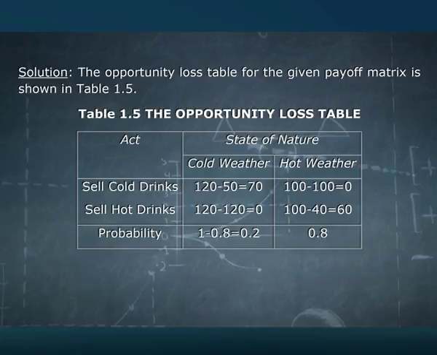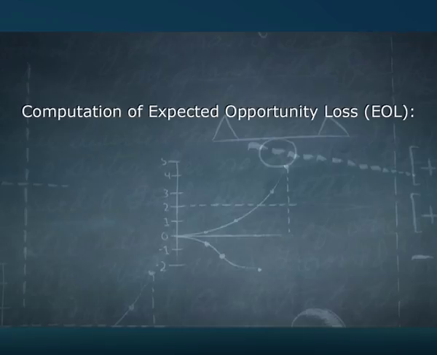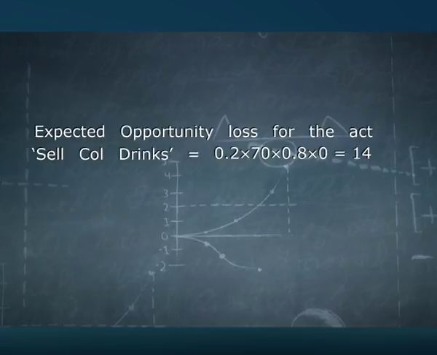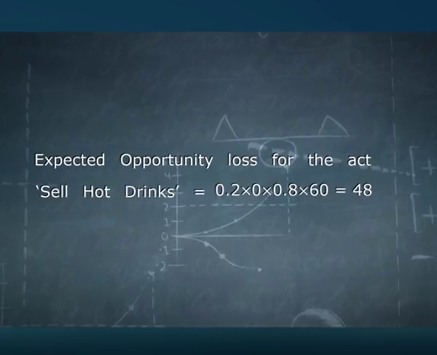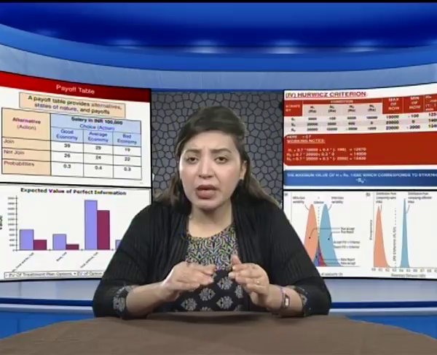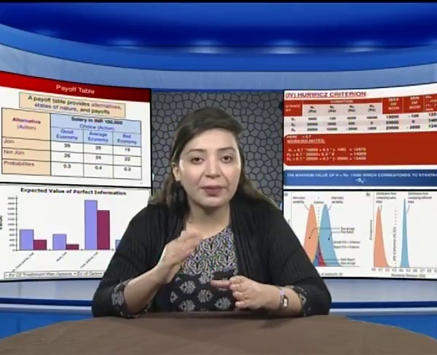The opportunity loss table for the given payoff matrix is shown in table 1.5. Computation of expected opportunity loss, EOL, will be like this: expected opportunity loss for the act sell cold drinks is equal to 0.2 times 70, which is equal to 14. Expected opportunity loss for the act sell hot drinks will be equal to 0.8 times 60, which is equal to 48. Since expected opportunity loss is minimum for the act sell cold drinks, therefore according to the EOL criterion, the act sell cold drinks is the optimum or the best act.